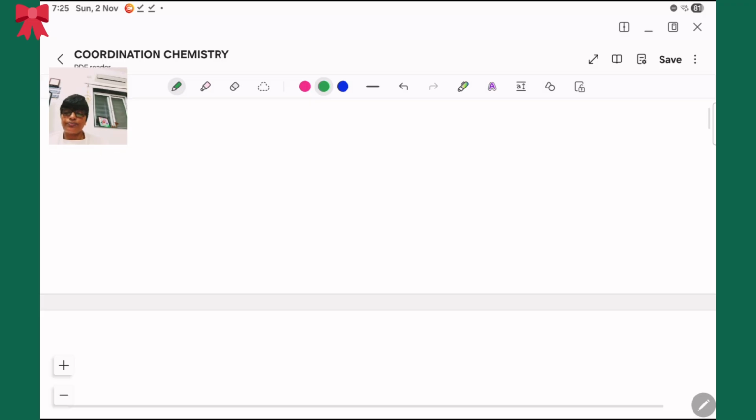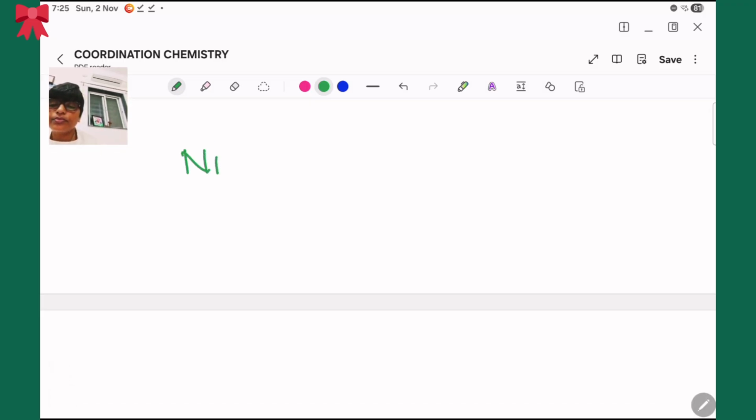Now, once again, I'll give you one more example of a coordination compound. So here I have another coordination compound, for example, Ni(CO)4.